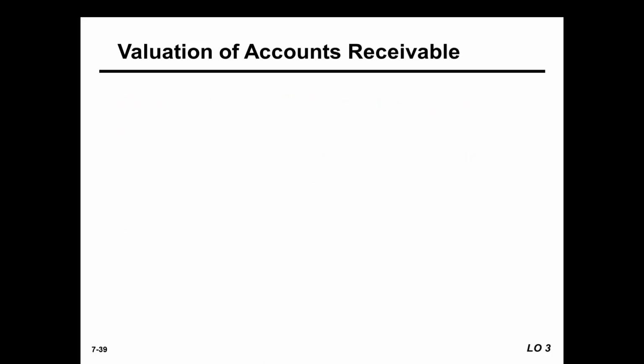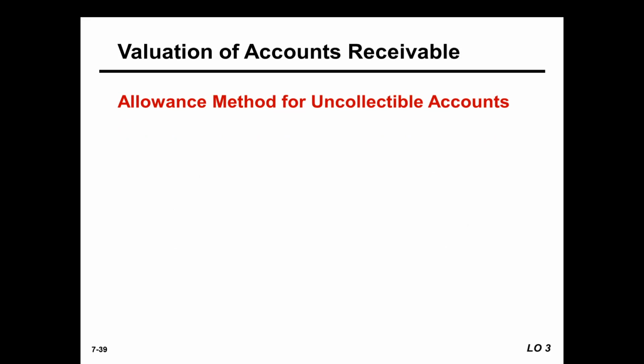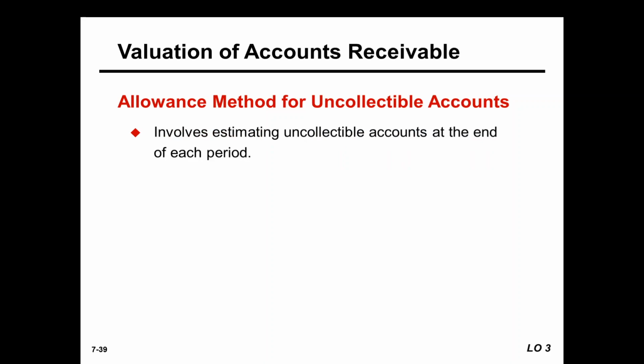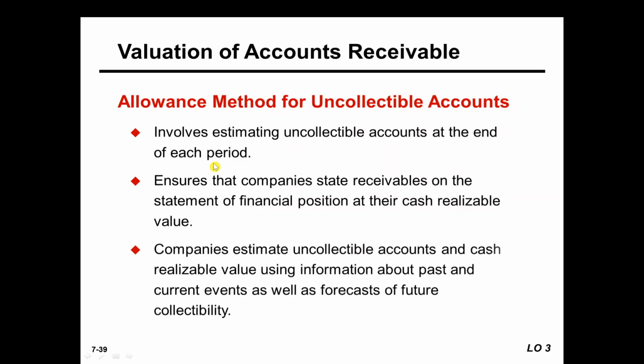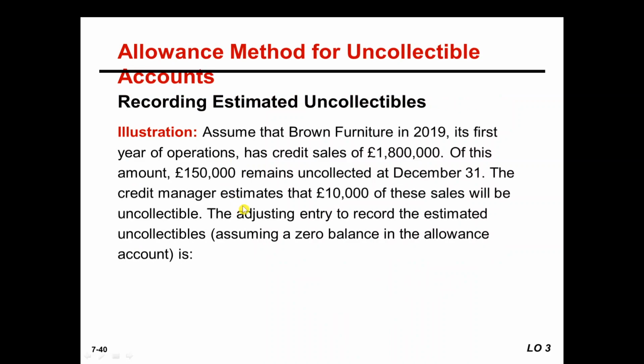So this is the direct write-off, and then the second method is the allowance method for uncollectible accounts. Here, first we need to estimate how much of the accounts receivable will not be collectible at the end of each period. To do this, we need to estimate our uncollectible. For example, this is the example.